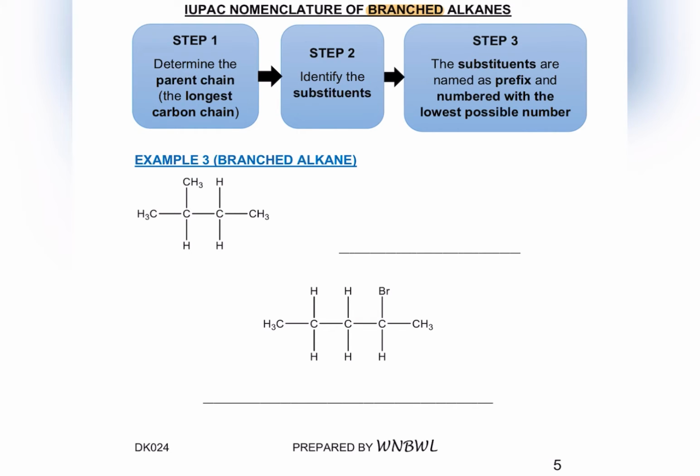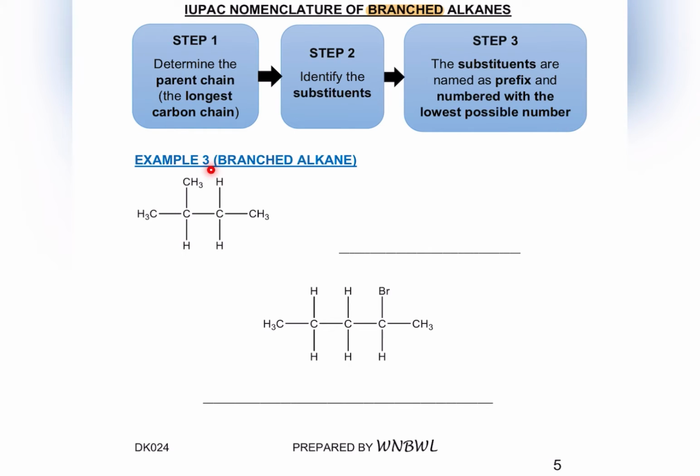Step 1, you are going to determine the parent chain. How? Determine the longest carbon chain that you can detect. The second step, you must identify the substituents, and your substituents will be prefixed. It means that your substituents will be in front of it, with the lowest possible numbers at the position of carbon atoms in your parent chain.